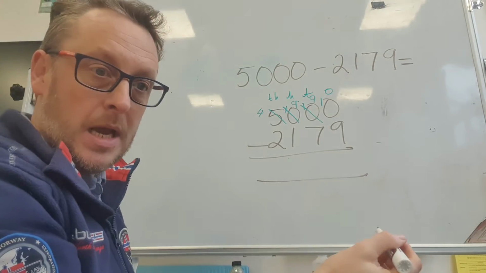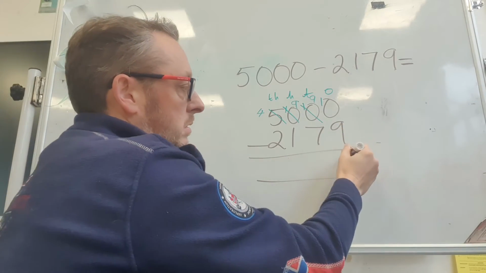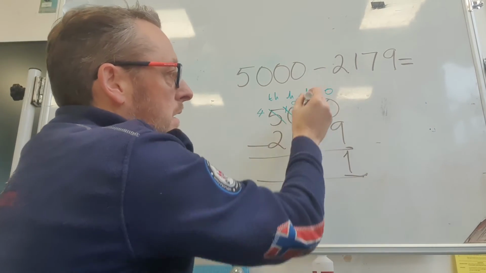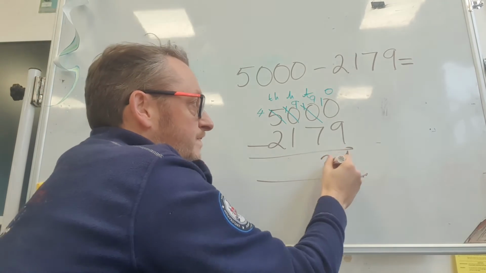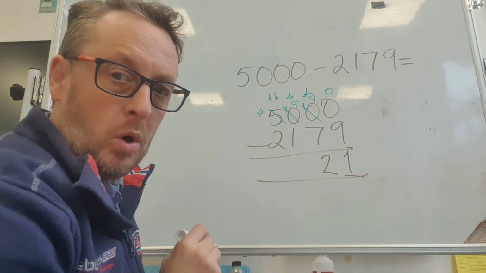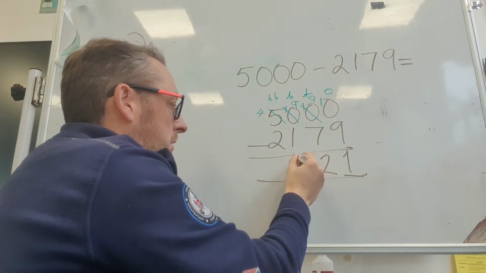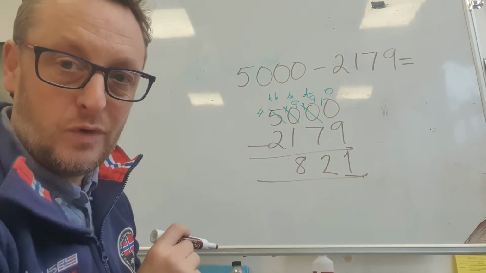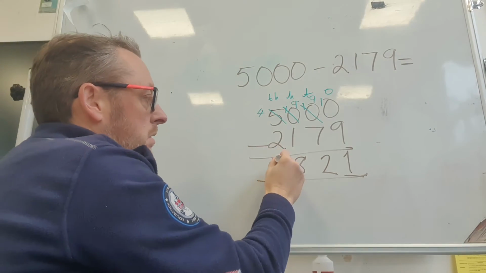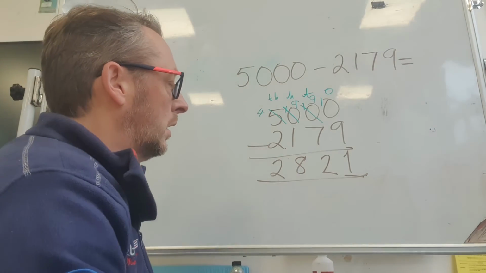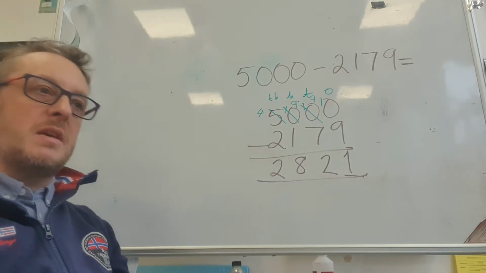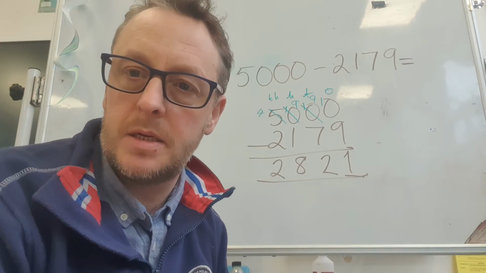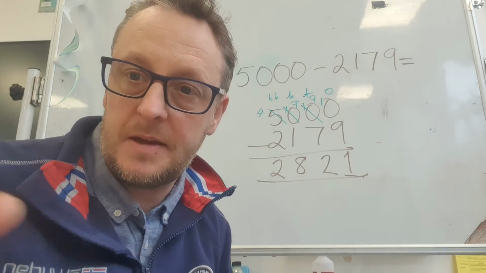So 10 take away 9, 1. 9 take away 7, 2. 9 take away 1, 8. And 4 take away 2, 2. Oh, it took ages, didn't it? Surely there must be a simpler way to do this. Can you have a think?